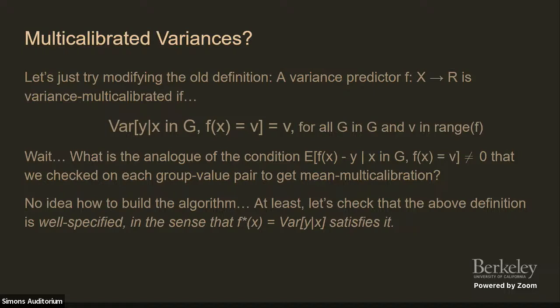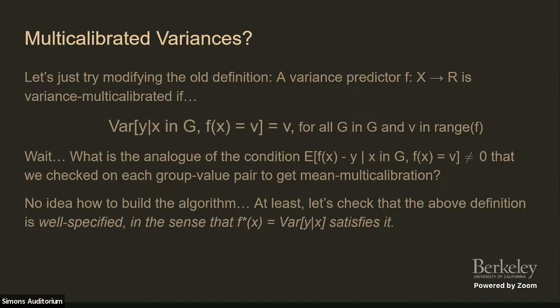But then if you start trying to come up with an actual algorithm to enforce this, you'll quickly find out that there isn't an obvious candidate to replace this condition that we're checking throughout the mean multicalibration algorithm. And we might wonder, okay, is this some sort of coincidence? Are we just not being creative enough? So then we can go back to the fundamentals and check that the ground truth, which we are in pursuit of approximating, can in fact satisfy these conditions.